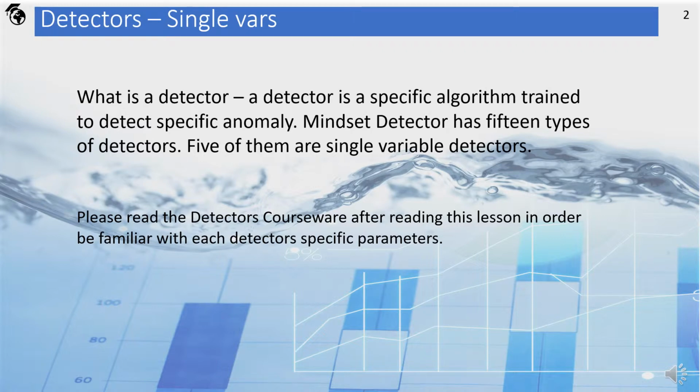Each detector has several common fields which control its activity. For example, each detector has a delay time. The delay time is the amount of time the detector waits before sending an alert. We recommend that you read the detector's courseware after viewing this video in order to become familiar with each detector's specific parameters.